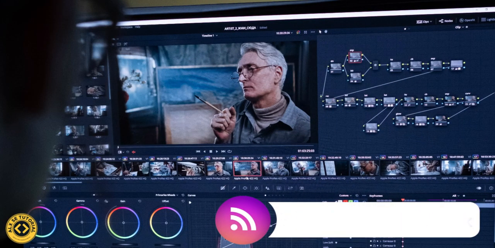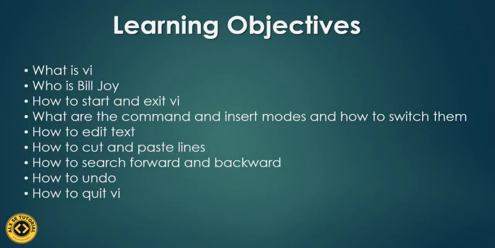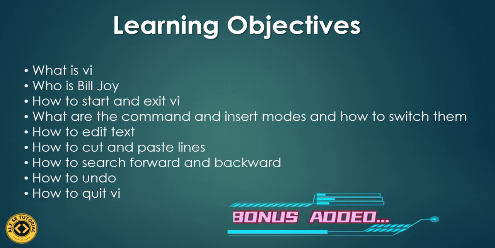Alright, let's dive into today's tutorial. Here are the targeted objectives of this tutorial. The first thing we'll be talking about is what is VI, and then we'll talk about who Bill Joy is, how to start and exit VI, what the command and insert modes are and how to switch between these two modes. We'll talk about how to edit text using VI, how to cut and paste lines, how to search forward and backward, how to undo, and how to quit VI. Also, we have a bonus section attached to this tutorial, so stay tuned.